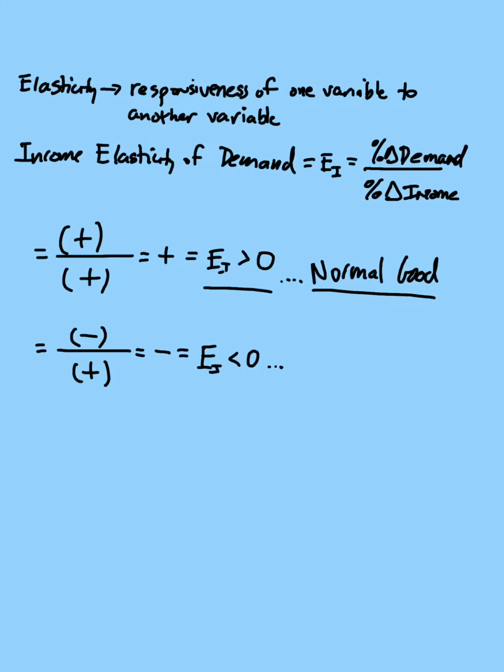And if income elasticities are less than 0, where a rise in income leads to a fall in demand, income elasticities would have a negative number. That's going to be an inferior good. Okay, and that wraps up income elasticity of demand.